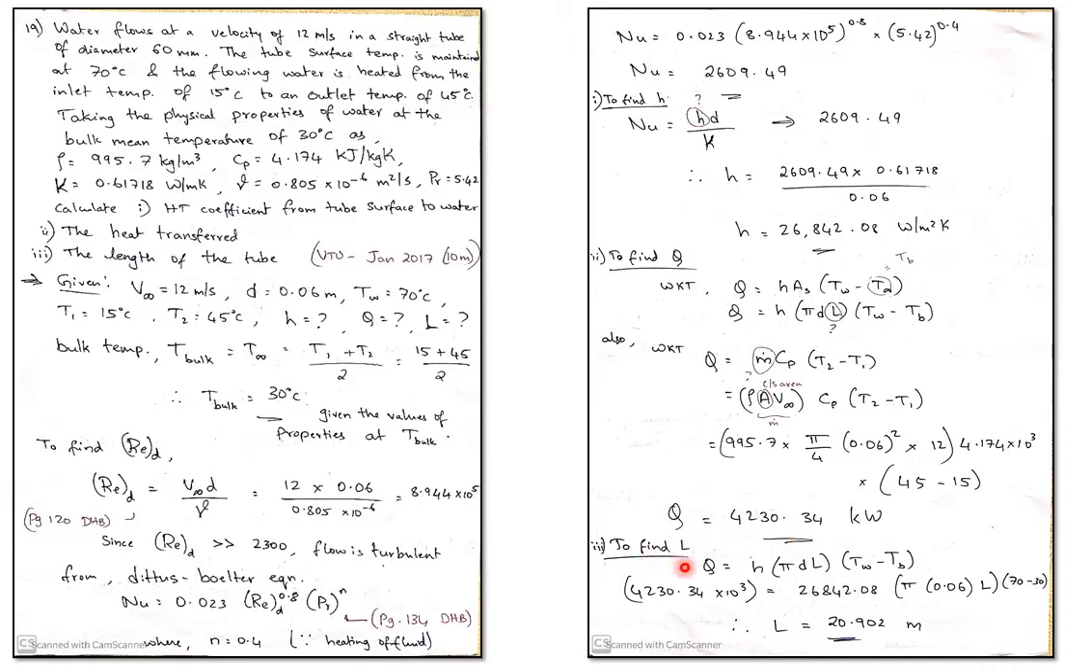Next step is to find the value of L, that is Q equals h A into delta T. Here the area you need to take as the surface area, that is pi d into L. From here you need to find the value of L, the length of the tube. Q you know, h you found, d you know, and Tw minus Tb. So L is 20.92902 meters.